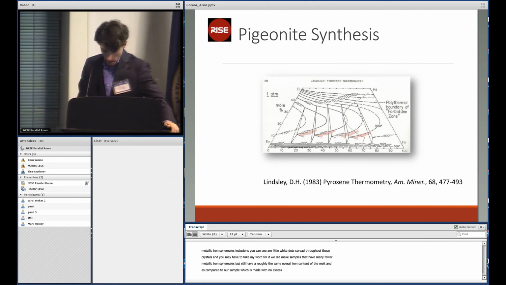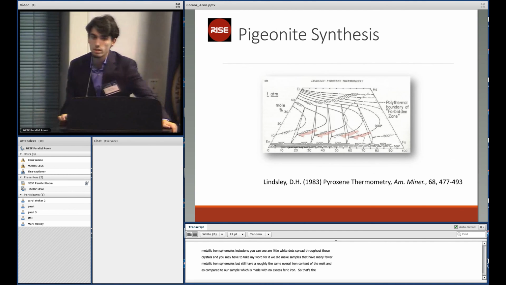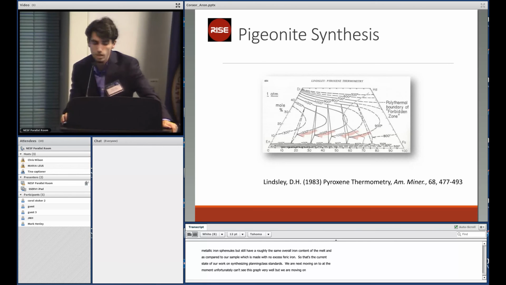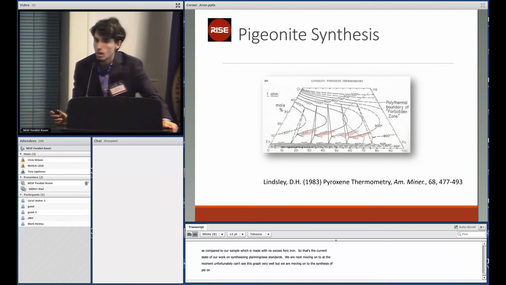And so that's the current state of our work on synthesizing plagioclase standards. We're next moving on to, at the moment, unfortunately you can't see this graph very well, but we're moving on to the synthesis of pigeonites. And pigeonite standards are an interesting topic because we don't really have many of them. And I don't have a phase diagram up here, unfortunately. Pigeonite is stable at high temperatures if it contains around 10 mole percent calcium silicate.